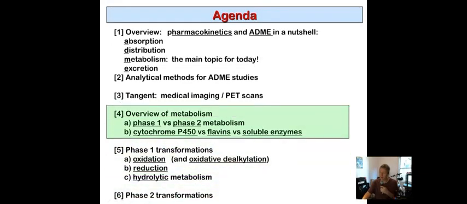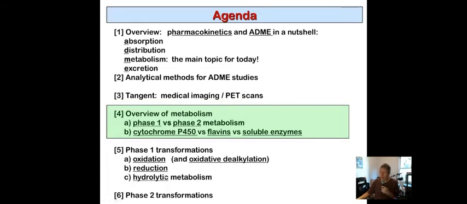Okay, so what we're going to do now is talk about metabolism and review the concept of phase 1 metabolism and also phase 2 metabolism. There's a couple different enzyme systems. There's cytochrome P450, which we've mentioned before. It's one of the key metabolic systems. Flavins, which do a certain kind of oxidative metabolism. And also soluble enzymes, which do another type of reaction, usually not oxidative, but maybe hydrolysis of amides or esters.